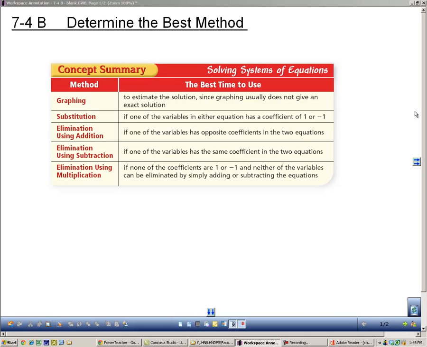Section 7.4b is about determining the best method. We've learned 5 methods to solve systems of equations, and sometimes one method is better than another. And so in this section we're going to look at why one method might be better.